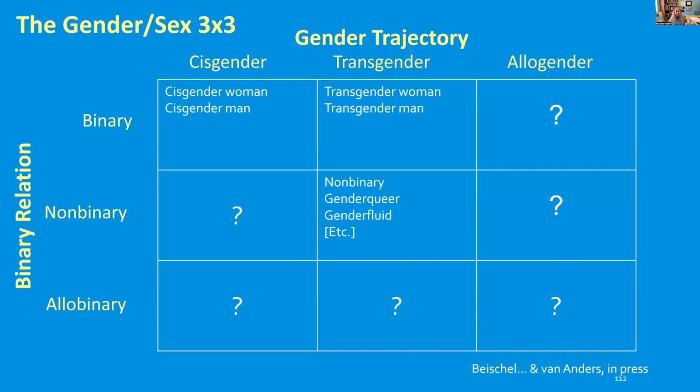So this gender sex 3x3 comes from psych. We talk about 3 levels of one, 3 levels of the other, or something like that. That's how it works to get the 3x3. And we call cisgender, transgender, and allogender examples of gender trajectory, and binary, non-binary, and allobinary examples of binary relation.